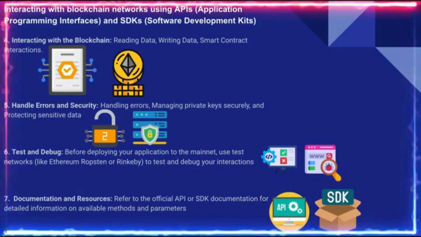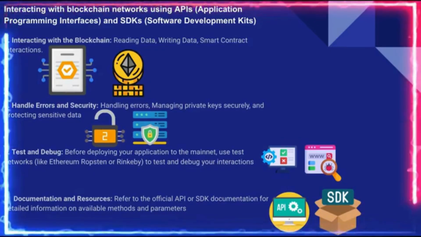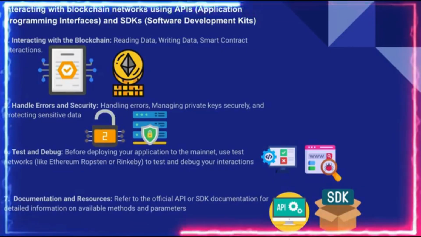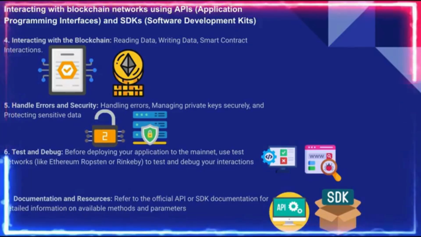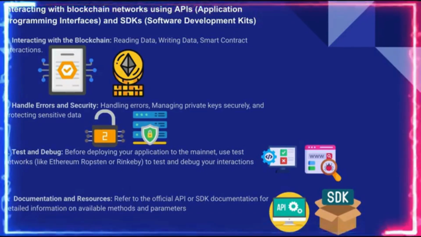Smart contract interactions. Load smart contracts using their addresses and ABI, also known as application binary interface. Call smart contract methods using APIs or SDKs to perform actions on the blockchain. Number 5. Handle errors and security.